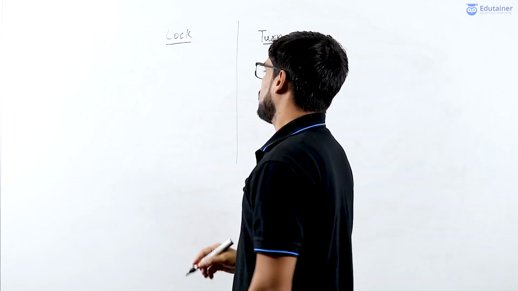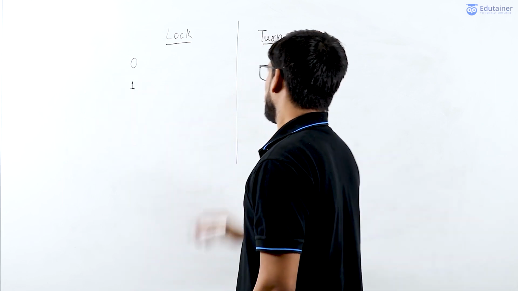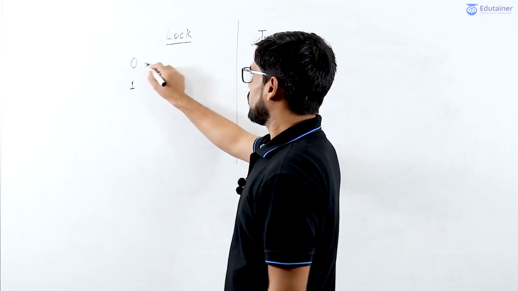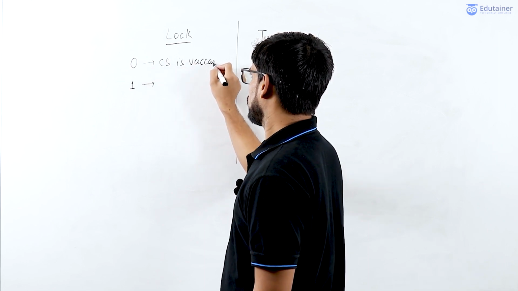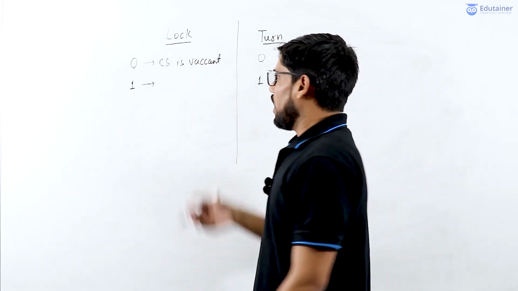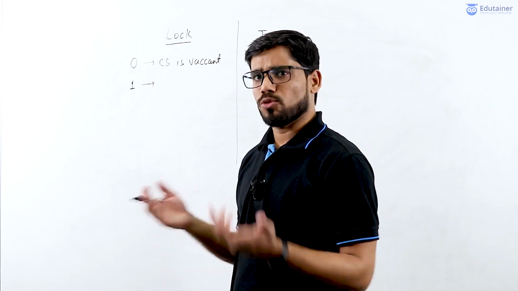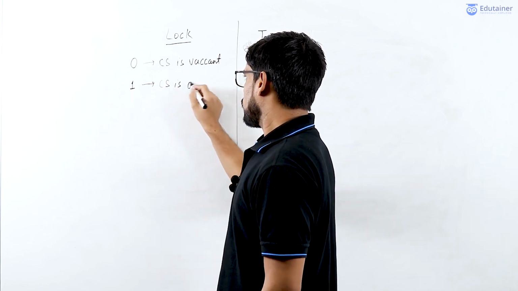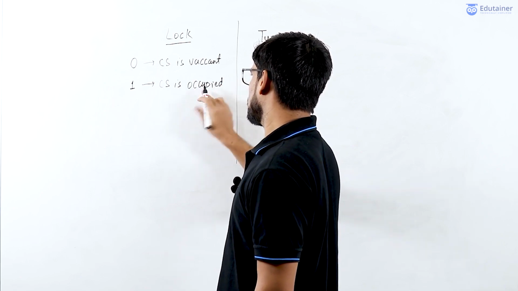in lock variable, lock also uses two values, one is 0 and 1, and turn variable also uses two values, 0 and 1. But here 0 means critical section is vacant. Okay, and if critical section is vacant, then any process can enter the critical section. And it is not a two process solution. It can be implemented by more than two processes also. Okay, and 1 represents critical section is occupied. So if critical section is occupied, no other process can enter the critical section.